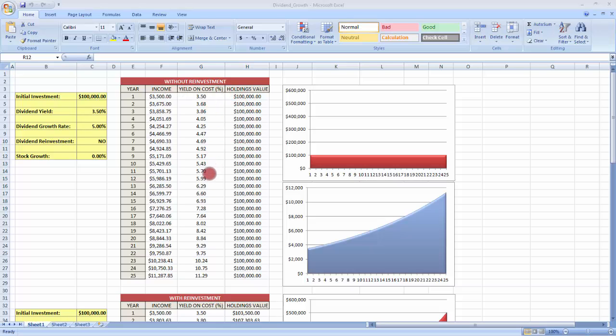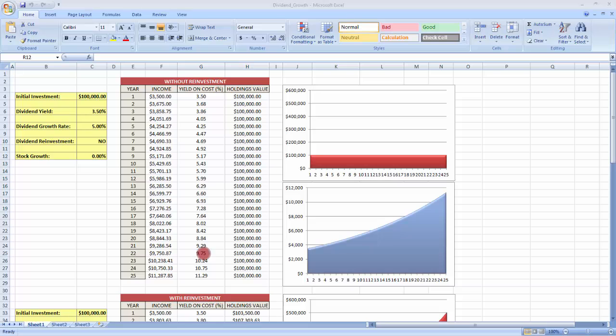Now, the center column is your yield on cost, and what that represents is what the current dividend payout is yielding you based on your initial investment. So, as the dividend payment continues to grow, your yield on cost increases, right? If you bought shares at a later date, you wouldn't have the same yield, but your yield on the initial value increases.